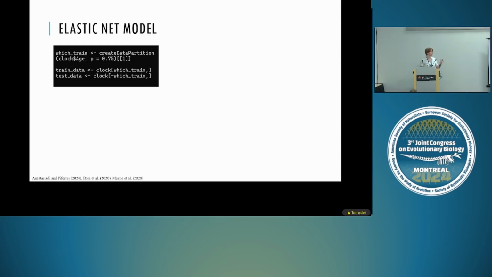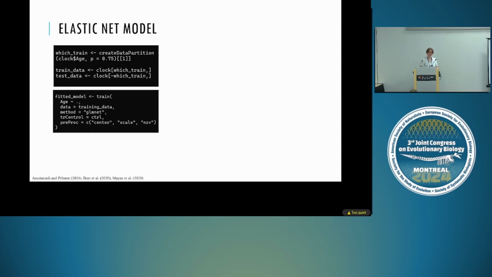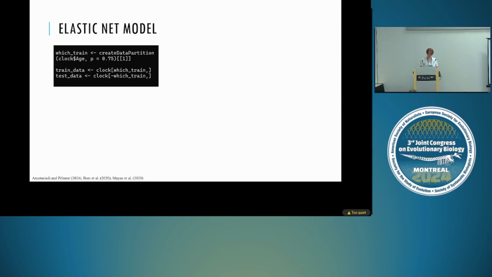So here, that's just to split my data into training and testing. Here, that's how I'm actually making my model. I'm using the train function, and I'm asking it to predict the age according to all the variables I'm giving it in my model. I'm also doing some pre-processing of my data, centering and scaling it. And NZV stands for near zero variance, so I'm removing the CpGs that do not show any variance because they are obviously not going to be good predictors for age change.